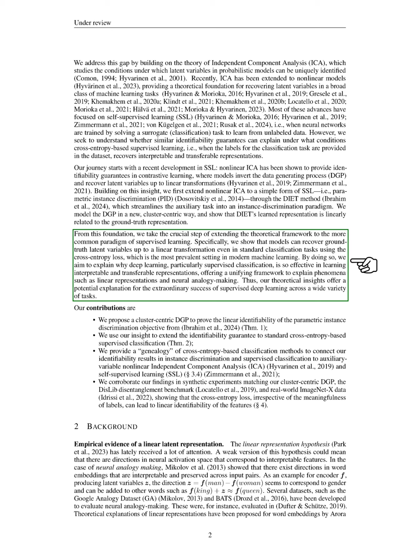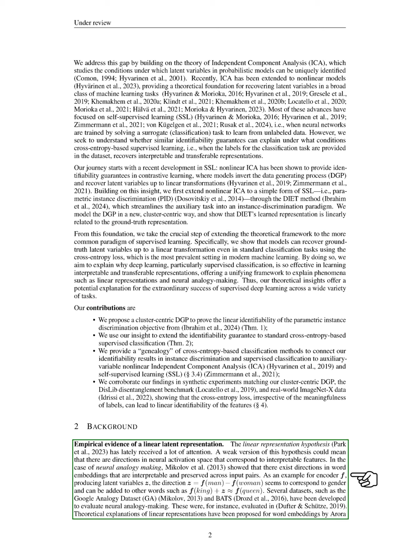Our contributions include proposing a cluster-centric data generation process to establish the linear identifiability of the instance discrimination objective, extending identifiability guarantees to standard cross-entropy-based supervised classification, and connecting our results to auxiliary variable nonlinear ICA and semi-supervised learning. We validate our findings through synthetic experiments and real-world data, demonstrating that cross-entropy loss can lead to linear identifiability of features, regardless of label meaningfulness.